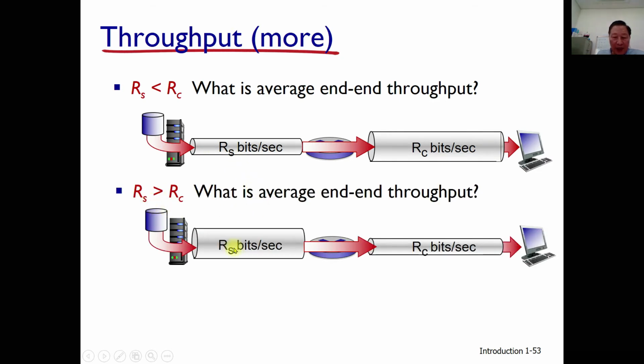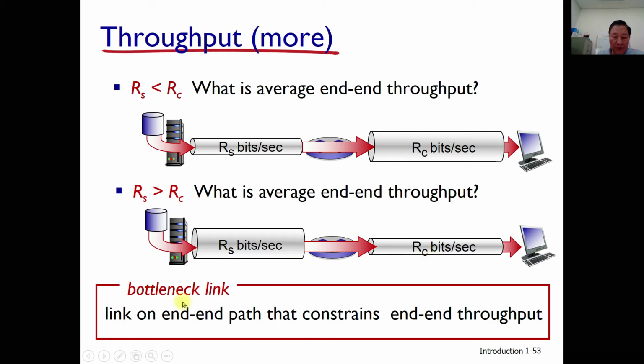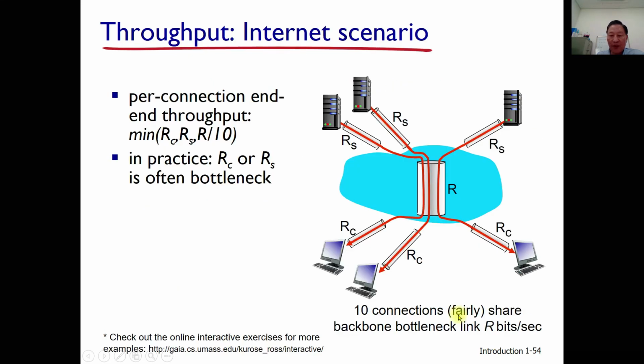Here, if this one is here, then that will dominate the whole throughput. The whole throughput will be RC. This is called the bottleneck link. That means the bottleneck link is dominating the whole throughput. Link 1 is the end-to-end path that constrains end-to-end throughput.